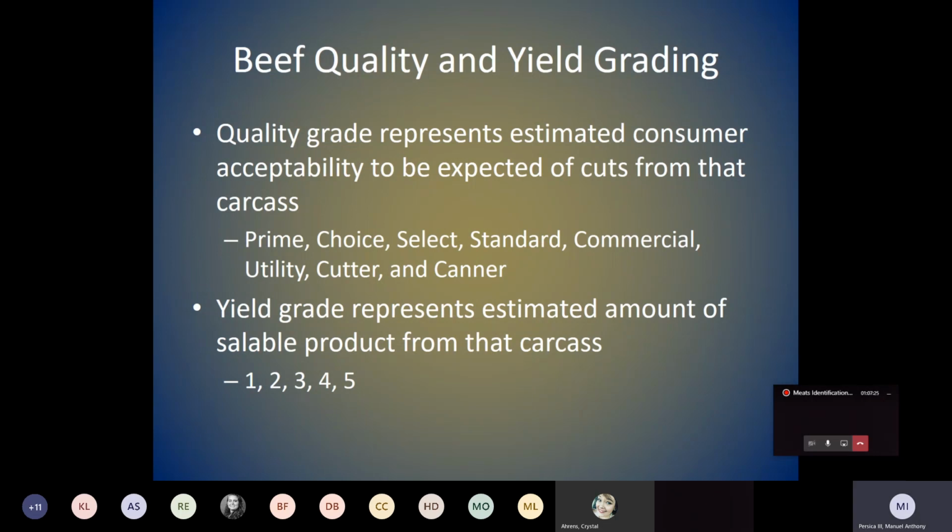Quality grade represents the estimated acceptability or palatability of that carcass. Prime, choice, select, standard.